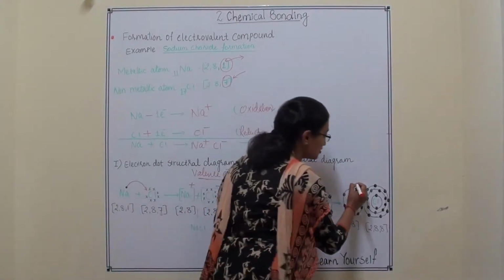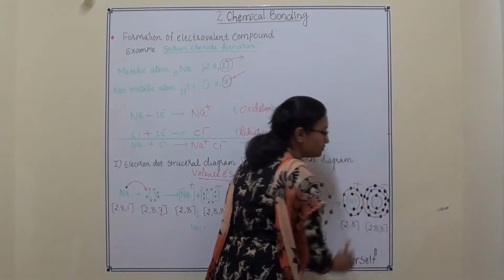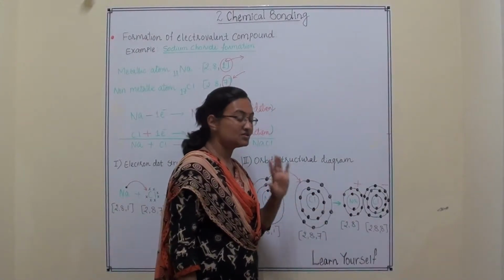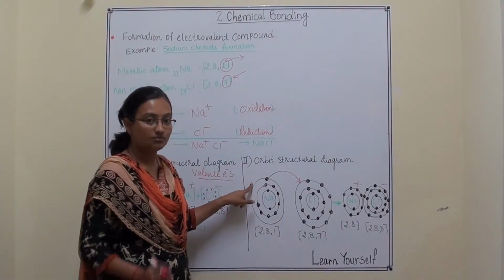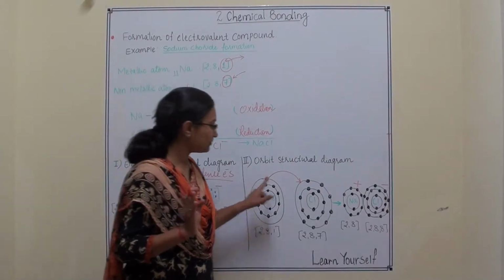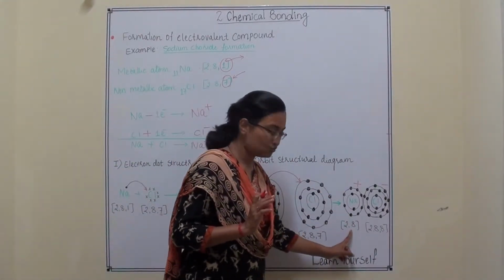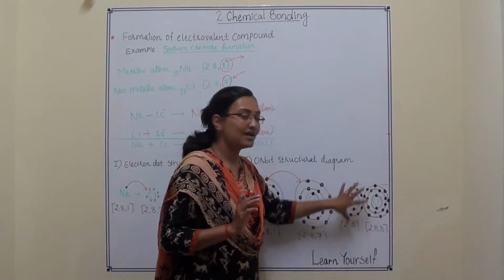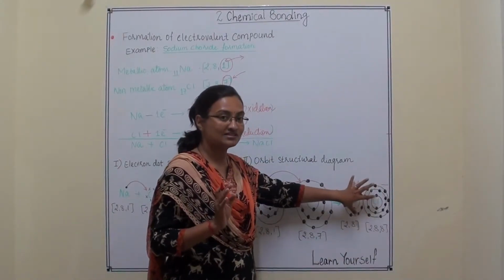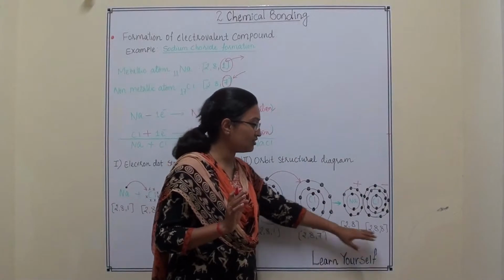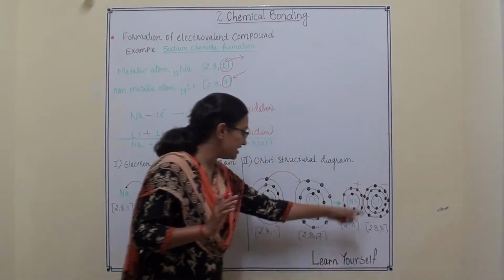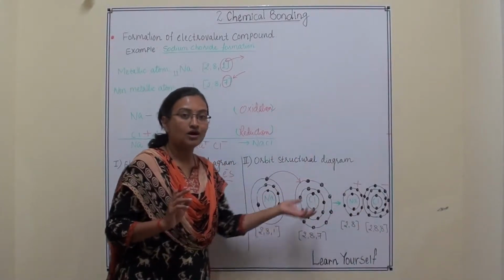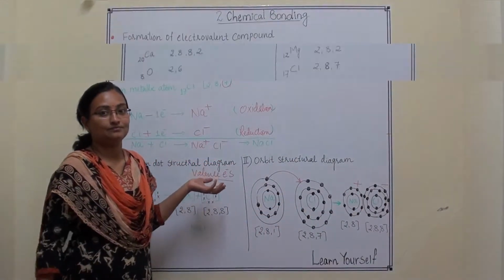After the charge formation, this will become plus and this will become minus. When you are showing Na+, please don't show the third orbit because it is vacant. So here it is 2, 8 and here it is 2, 8, 8. So they are acquiring the nearest noble gas electronic configuration like neon and argon, and in turn they are forming NaCl. So this is all about NaCl.